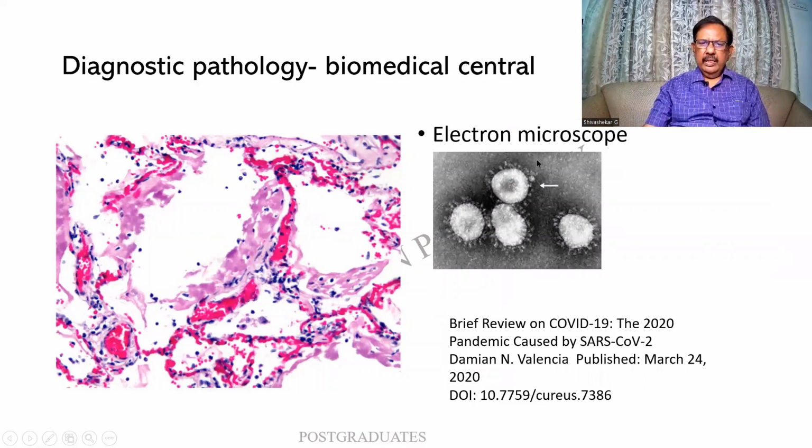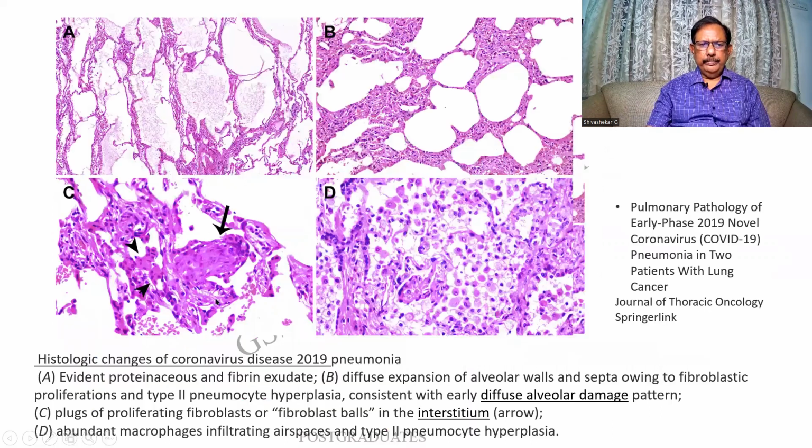And this again is an electron microscopy. Numerous other better pictures are there. You people can go to it. This is a reference for this one. And this I am seeing as the hyaline membrane as well as the congestion in the alveolar septum.